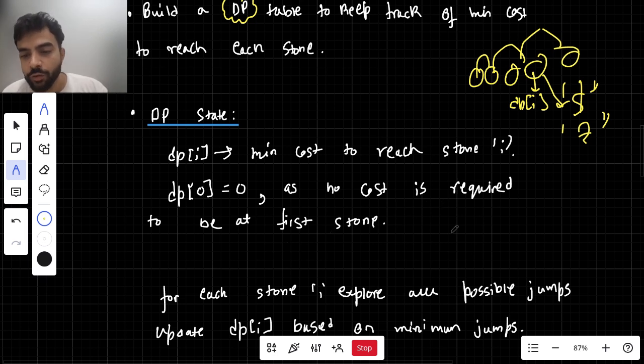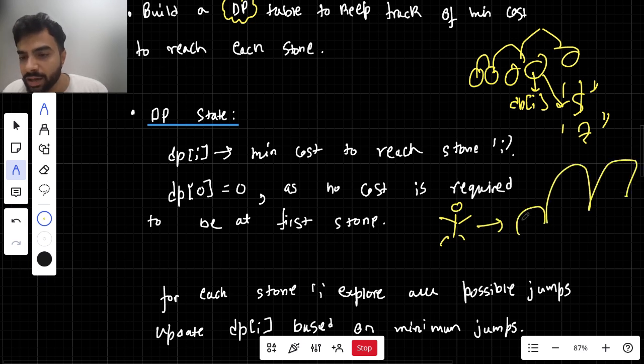Say, for example, this is the person, and he is going to jump from this stone to this stone to this stone. At this particular position, he is not required to pay any money. But whenever he is crossing from this to this or this to this, he is required to pay some money.